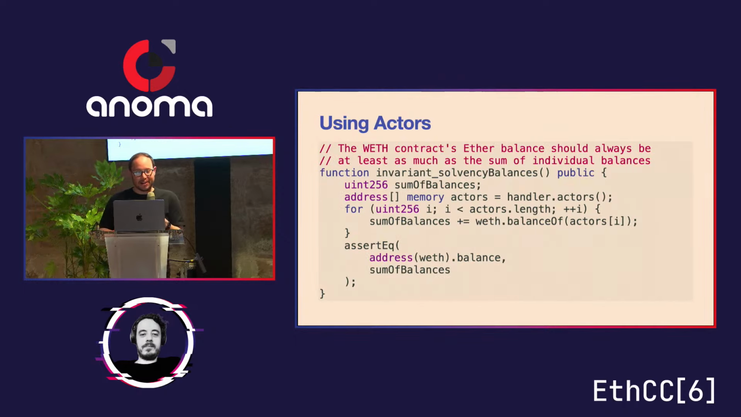OK, I know that's quite a lot of refactor here, but we now have what we need to write our invariant, right? So here we go. The WETH contract's ether balance should always be at least as much as the sum of individual balances. So here we can now create an integer to tally up the sum of all balances. We can grab those actor addresses from our handler, iterate over each of those actor addresses, ask the WETH contract for their balance, and add it to that sum. And then at the end here, we can make our assertion, right? The balance should always equal that total amount that we've tallied up by asking the contract for each actor's balance.